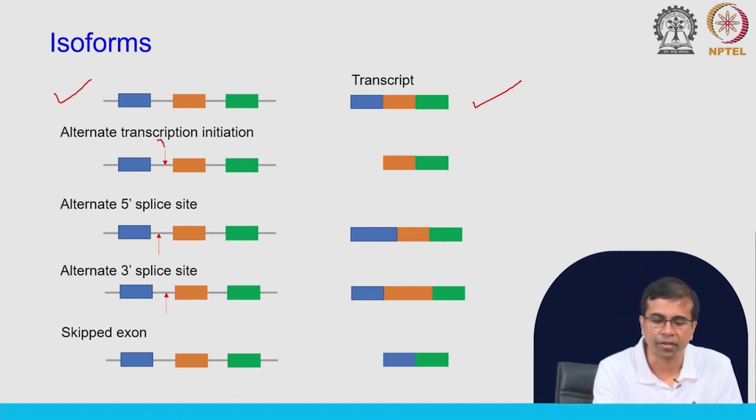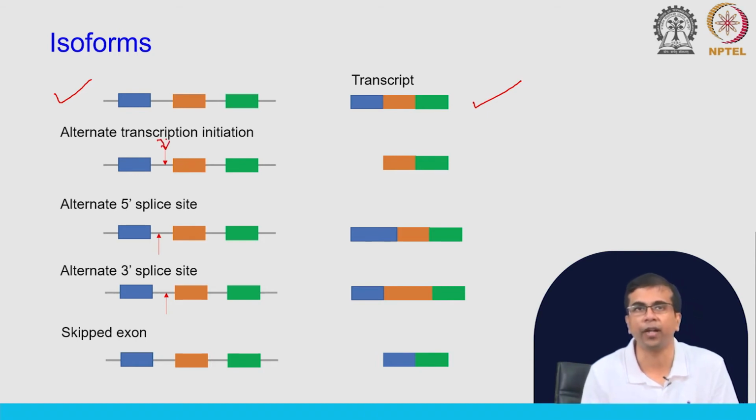Here maybe the transcription initiation happens in this place given by this red arrow, and what that means is you will end up with only these last 2 exons. The first exon will not be there. You can have other types of cases. For example, you can have alternate 5' splice site.